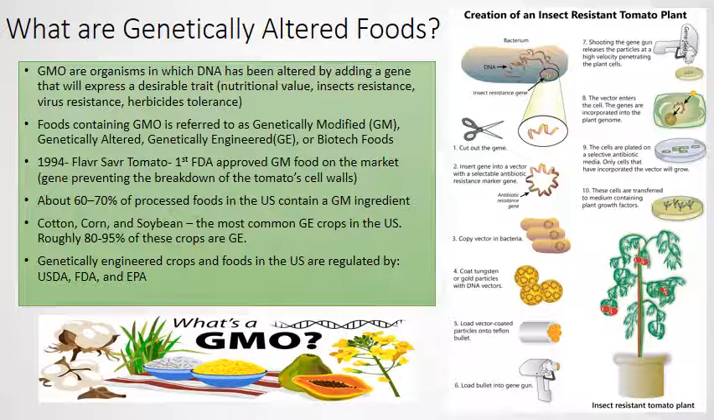Today, about 60 to 70% of processed foods in the US contain a genetically modified ingredient. Cotton, corn, and soybeans are the most common genetically engineered crops in the United States. About 80 to 95% of these crops are genetically engineered. Genetically engineered crops and foods in the US are regulated by USDA, FDA, and EPA. The picture on the right explains the process of creating an insect-resistant tomato plant.